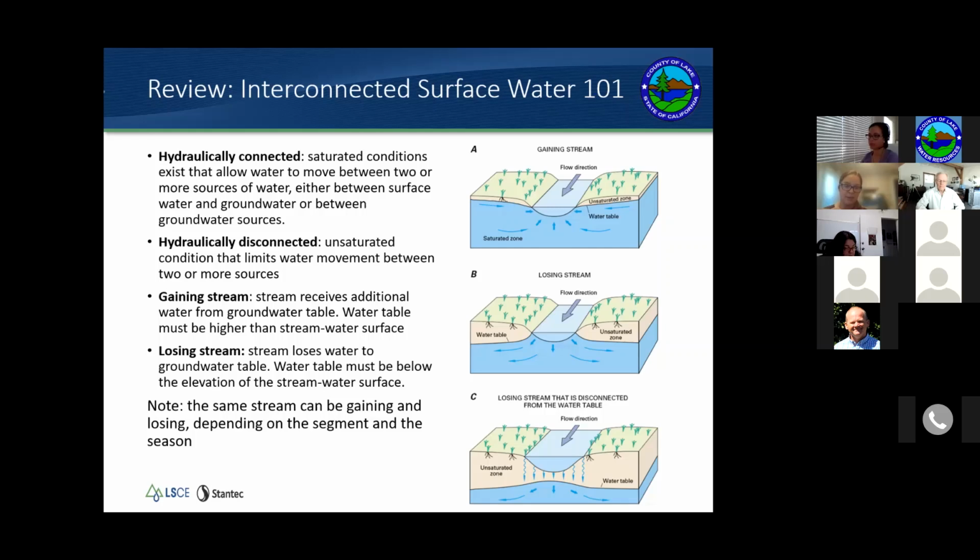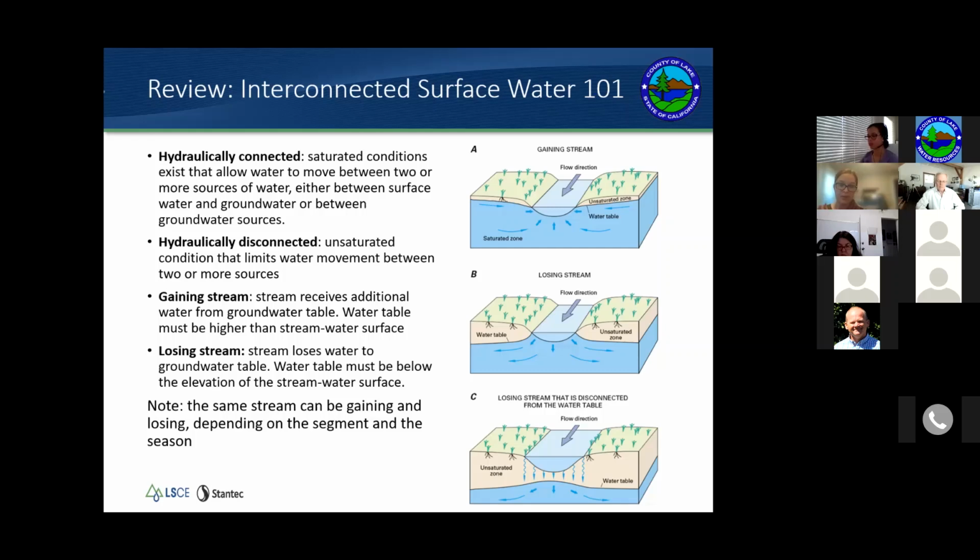Hydrologically disconnected means that there's a portion where there's no saturation, there's not water there, and it limits the movement between two or more sources of water. So you can have it hydrologically connected or disconnected.